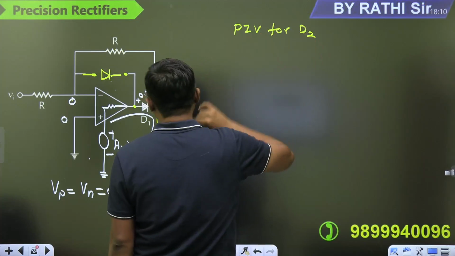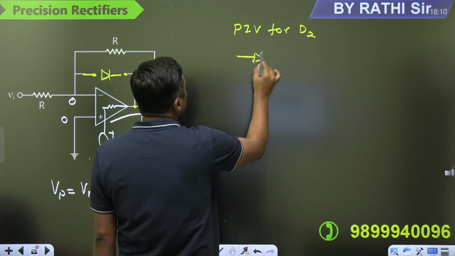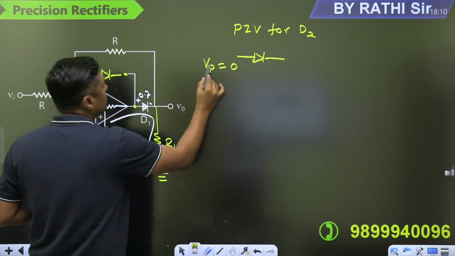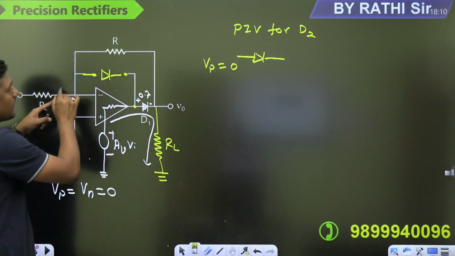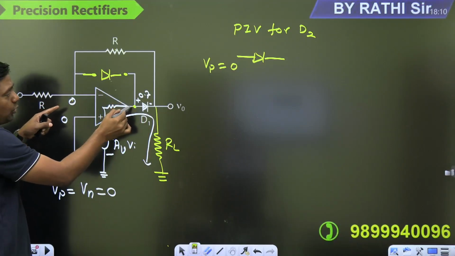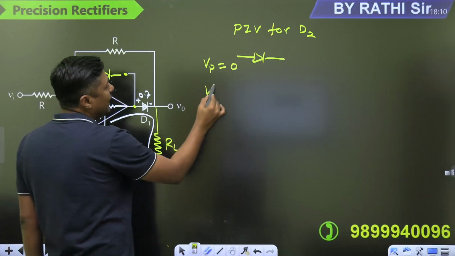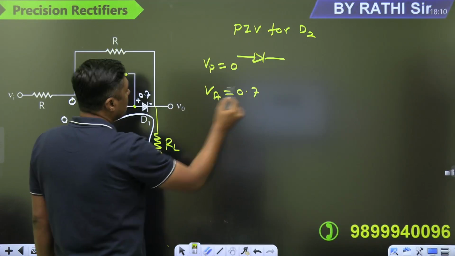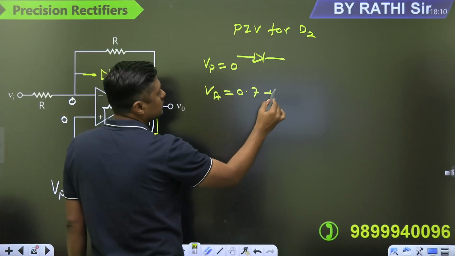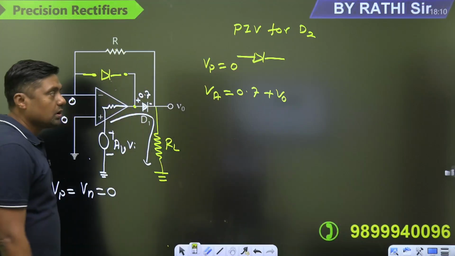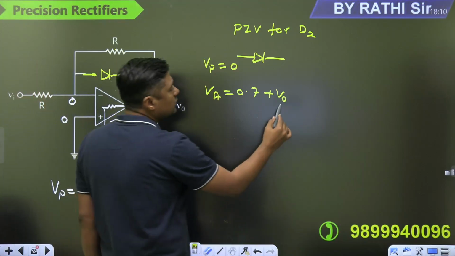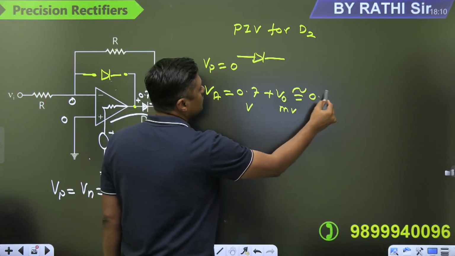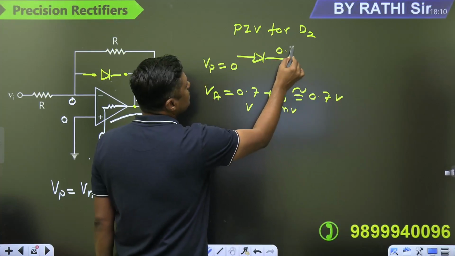Because D2 is off. So what is the D2 here? On the positive side, the voltage is 0. This voltage is 0 VN. On the positive terminal, this voltage is 0. On the negative side, what is the value of VA? You can calculate the VA. This is what? 0.7 volt plus what? V0. Normally, this is in the range of what? Millivolt. And that is what? In volt. So it is nearly equal to 0.7 volt. The voltage at this point is 0.7 volt.